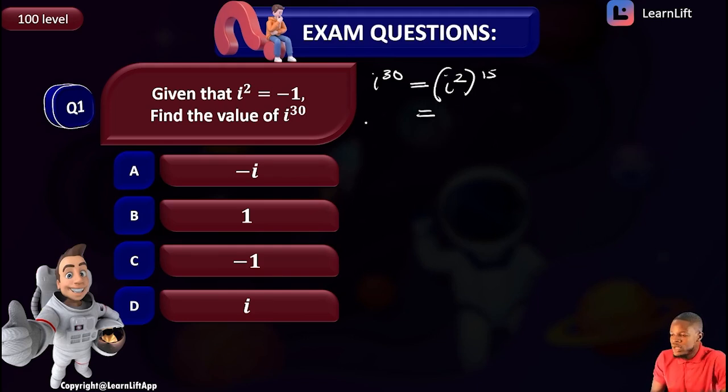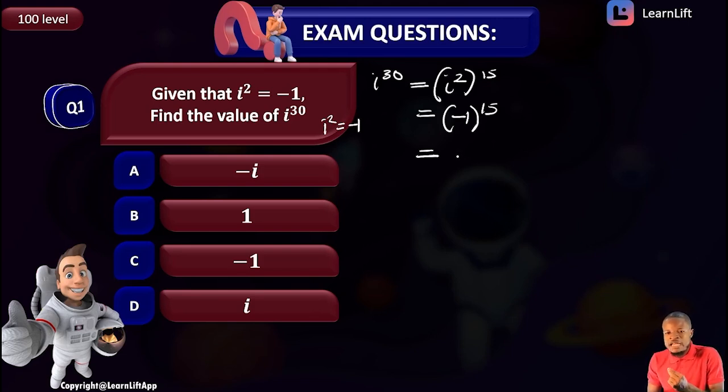What is i squared? Don't forget that we said anywhere you see i squared is equal to -1. That's -1, right? So -1 raised to the power of how many there? 15. Now the next question you ask yourself is this: is 15 an odd number or an even number?